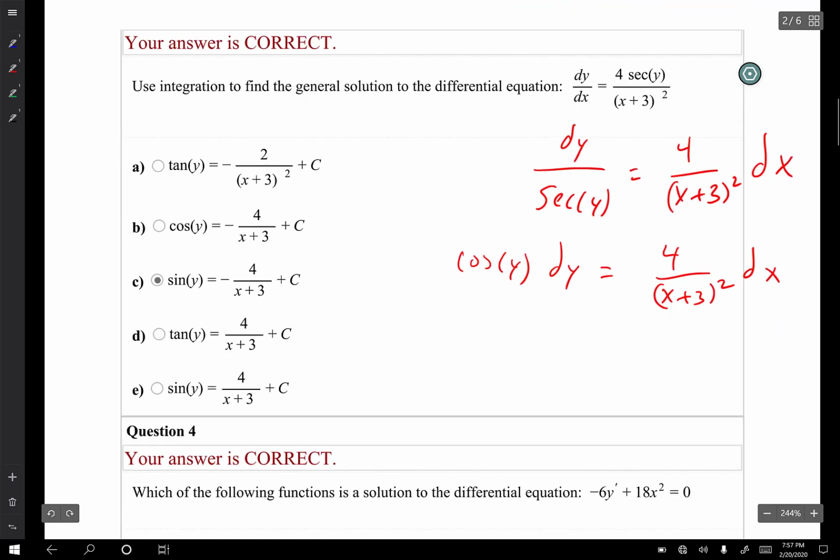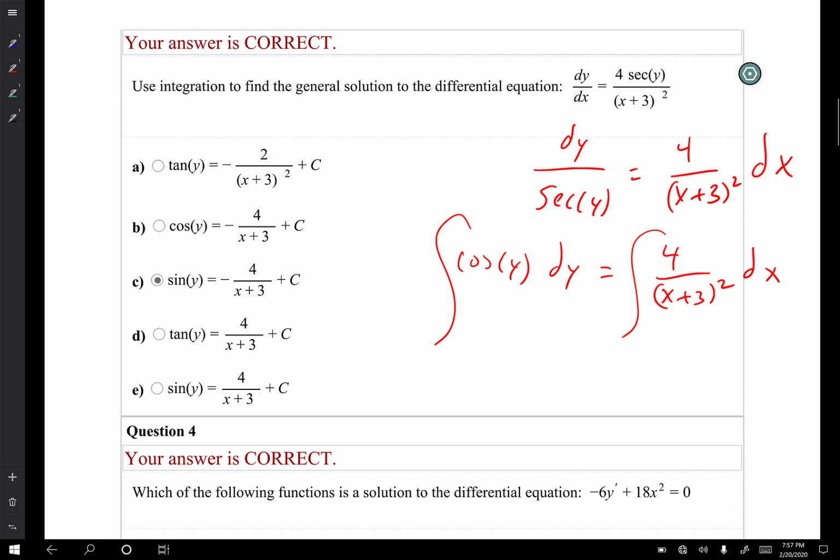And hopefully this is one that you can do without having to do u sub. But if you feel like you can't do this one in your head, I guess you can do u sub. You can say u equals x plus 3, du equals dx, and you get 4 over u squared. And remember, you can bring that up, so you get 4u to the negative 2. Then antiderivative, add 1, divide by that, so you get 4u to the negative 1, which is 4 over x plus 3, with a negative in the front. So hopefully you caught all that. If you didn't, maybe go back again and listen to it one more time. My apologies if I went really fast.